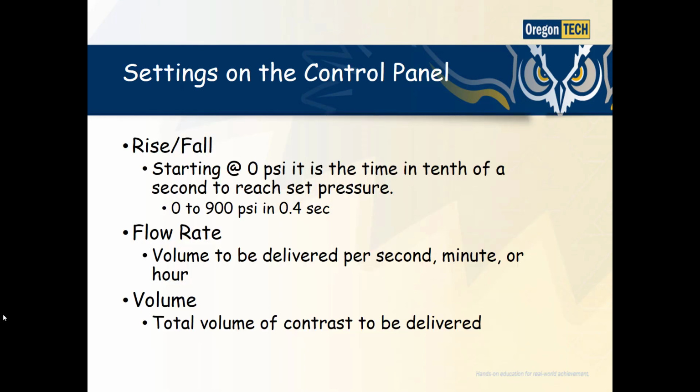So let's look at the control panel. You're going to see that we have several different settings that we must select. Okay, rise, fall. We don't want to go from 0 psi immediately to 900 psi. We want to ramp the pressure up. The reason we want to ramp the pressure up and ramp it back down is it will reduce catheter whip and catheter recoil.